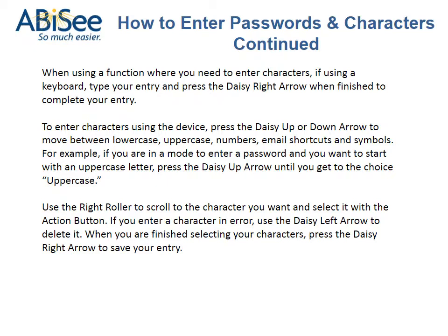with an uppercase letter, press the daisy up arrow until you get to the choice uppercase. Use the right roller to scroll to the character you want and select it with the action button. If you enter a character in error, use the daisy left arrow to delete it. When you are finished selecting your characters, press the daisy right arrow to save your entry.